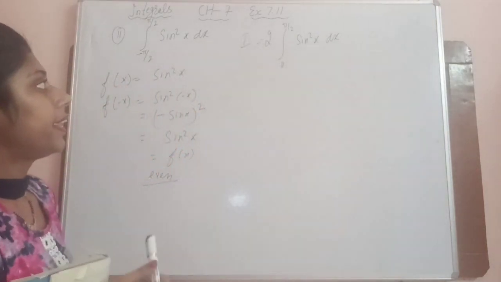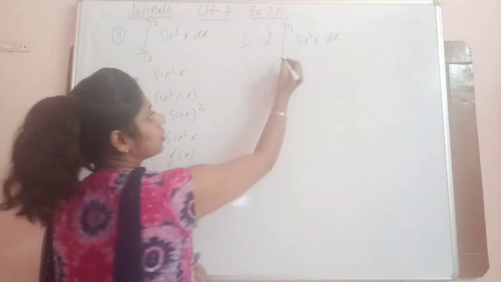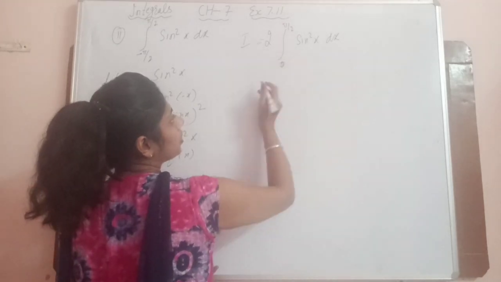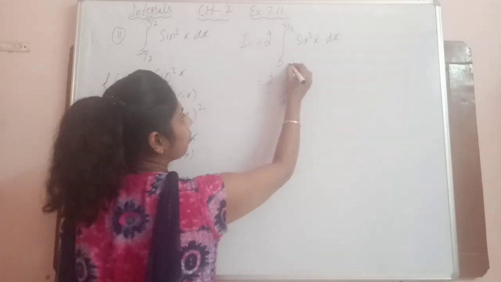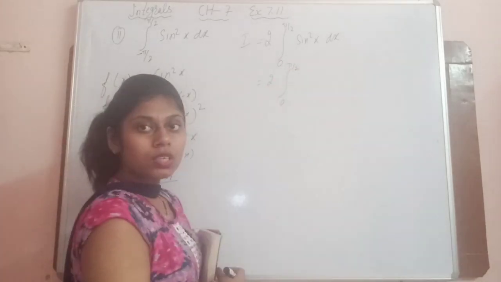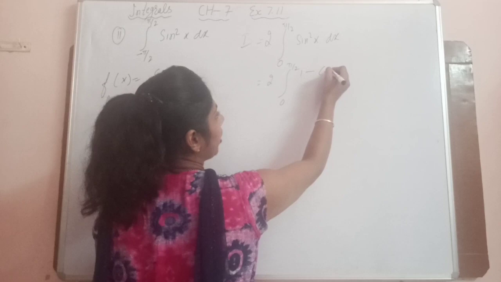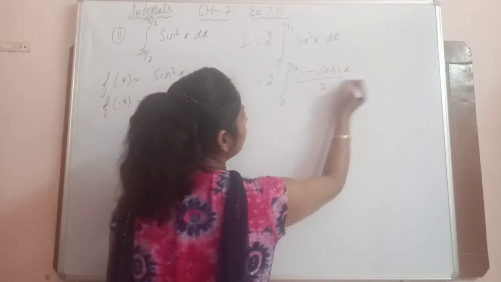Next, integrate it. How will you integrate it? Either write down the formula. The formula of sin square x is 1 minus cos 2x upon 2.